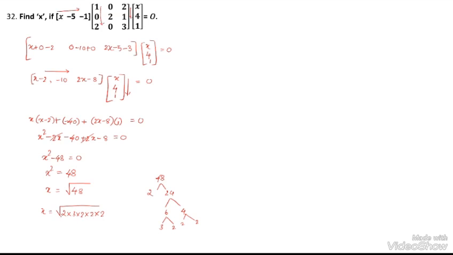Okay, I will check now. 2 threes are 6, 6 twos are 12, 12 twos are 24, 24 twos are 48. So I can group the 2, 2 here. So I am taking them outside. It becomes 2 into 2 into root 3. It can be written as 4 root 3.